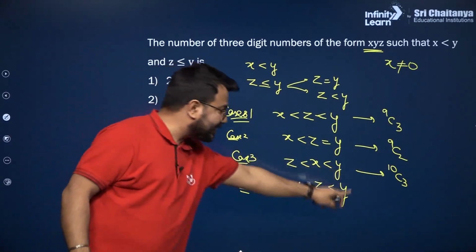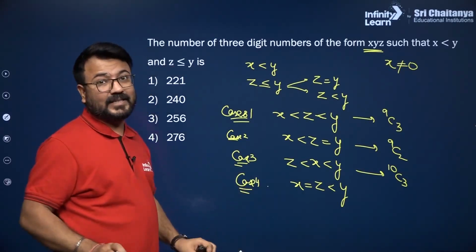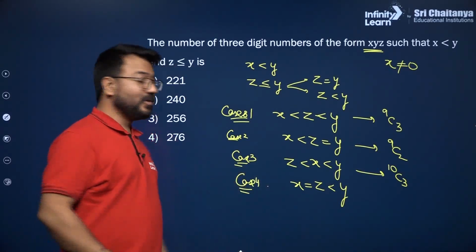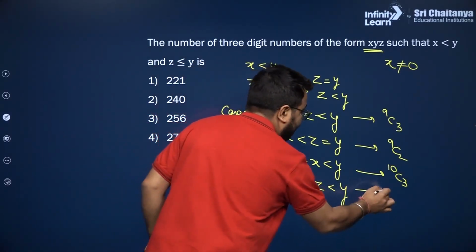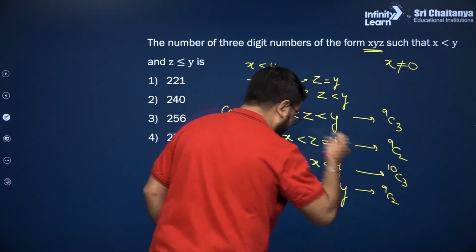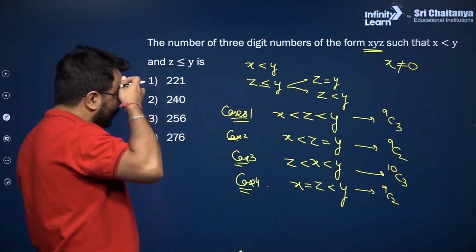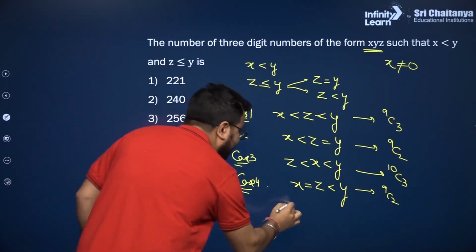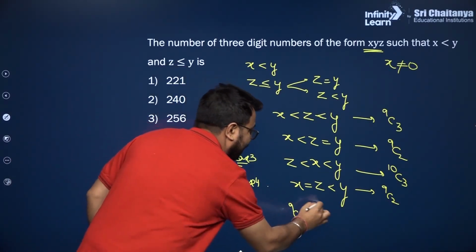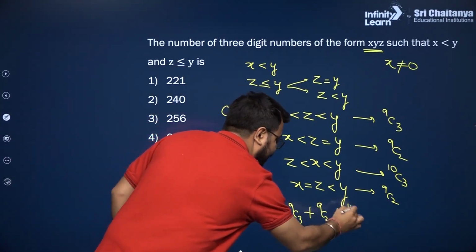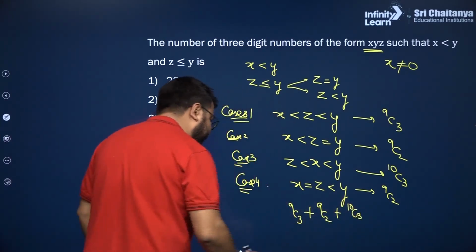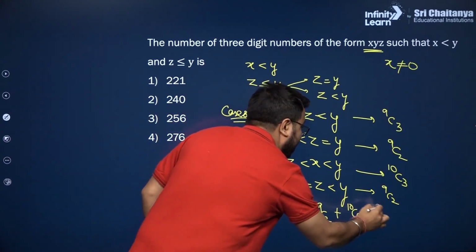And in the last case also we cannot select 0 because we cannot take 0. So that is why x and z here are equal, so I will be writing 9C2. So the final answer will be equal to what? I will be writing 9C3 first of all, then 9C2, then 10C3, and then finally again 9C2.